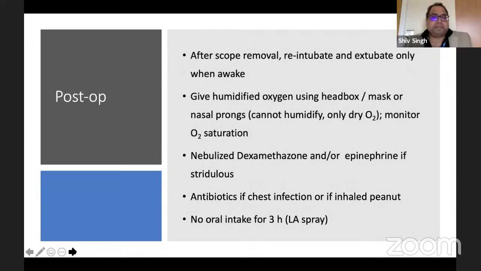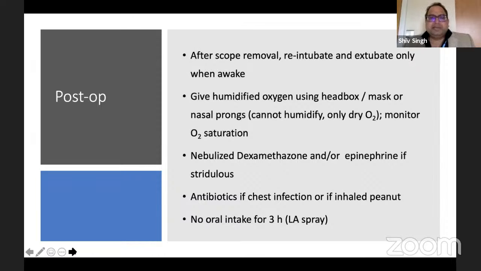And therefore, in the postoperative period, after the scope is removed, we tend to reintubate the child and extubate them when they're a little bit more awake. We make sure the child gets humidified oxygen through a head box or mask or nasal prong if they can accept it, and you continue to monitor the oxygen. It's not uncommon to give nebulized dexamethasone or IV dexamethasone as well, or nebulized epinephrine to reduce the edema from the airway.